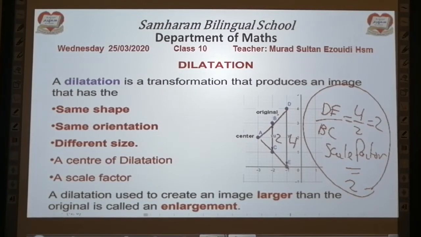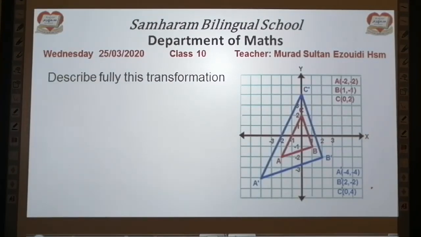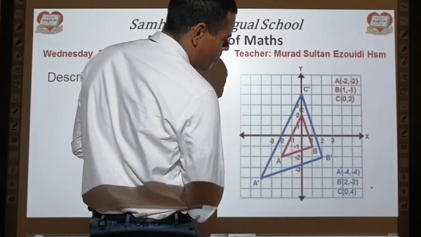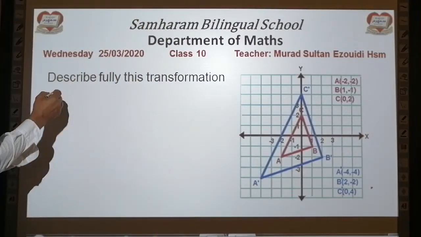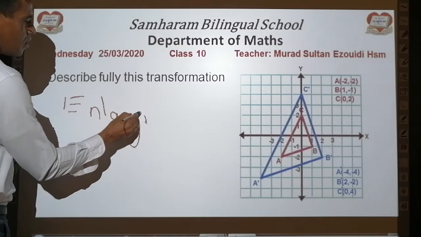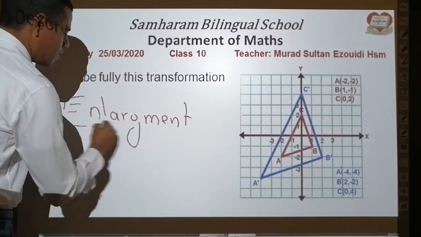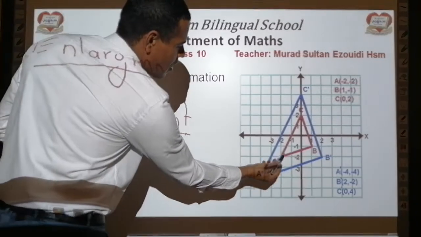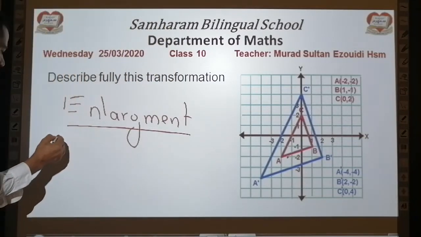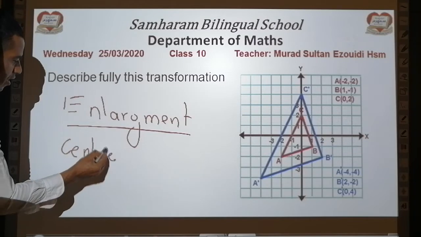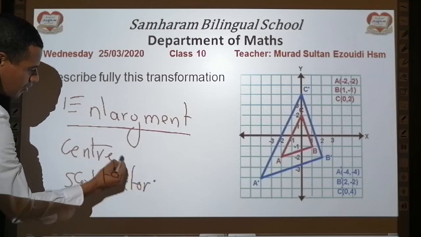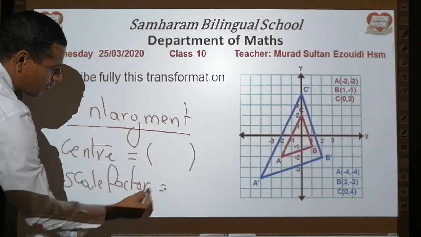The next one, my kids. We have to describe this transformation fully. This is an enlargement. It means that you will enlarge the triangle ABC into a new triangle. You need the scale factor and the center. We will try to find the center and the scale factor.